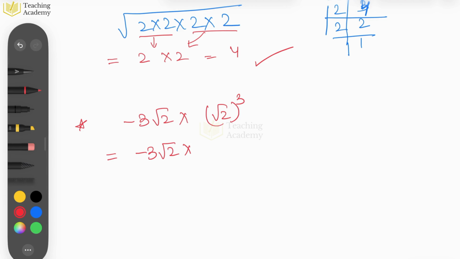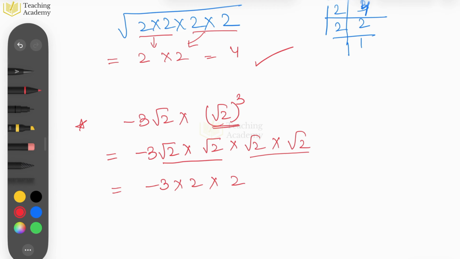So I wrote the same thing because this is already in the expanded form, which is negative 3 root 2, and then I can write root 2 times root 2 times root 2, as it is occurring three times in this expression, right? Now this root 2 and this root 2 will give you 1 as a pair, and similarly this and this will give you one more as a pair, right? That means negative 3 times 2 times 2.